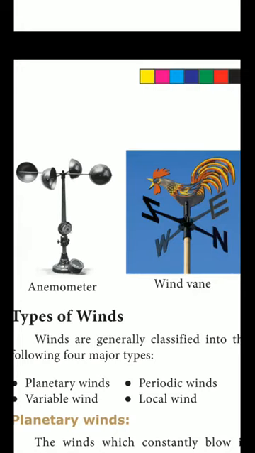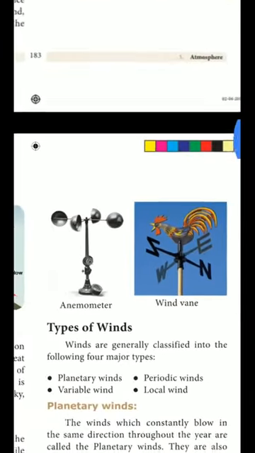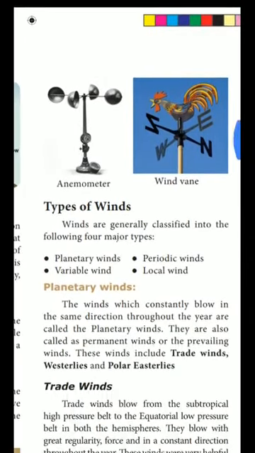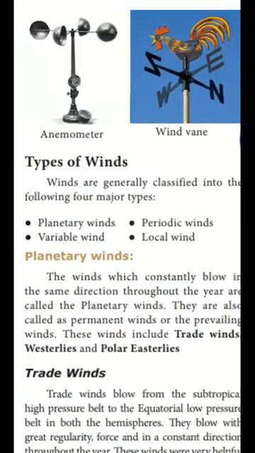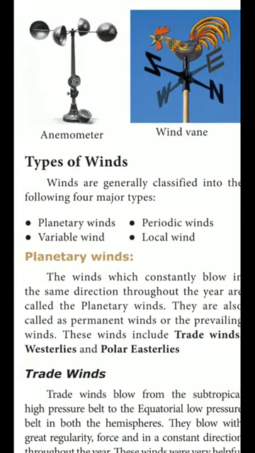What are the types of wind? There are 4 important types of wind. There is one detailed question also: explain about the planetary winds, or explain about this type of wind. Winds are generally classified into the following 4 major types. Do you know what are the 4 major types of wind? Planetary winds, periodic winds, variable wind, and local wind. Listen once again. There are planetary winds, periodic winds, variable wind, and local wind.